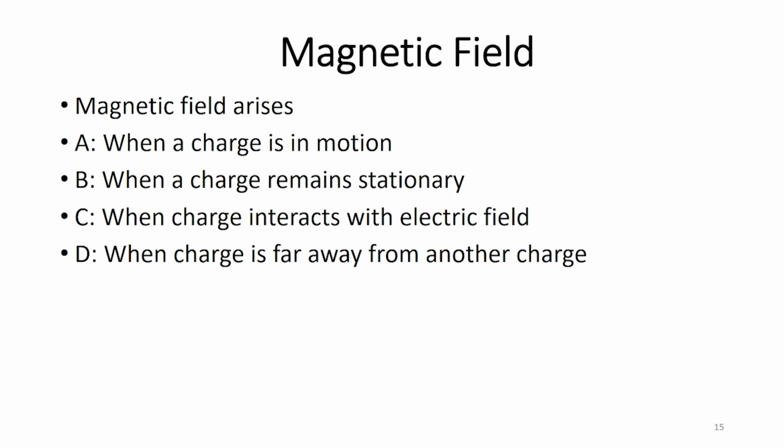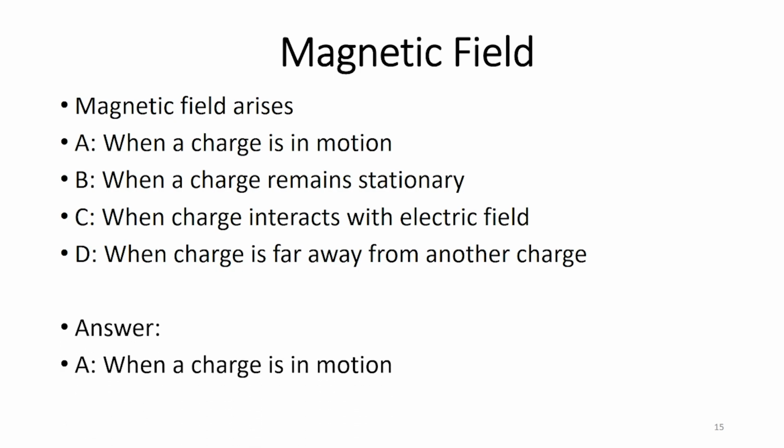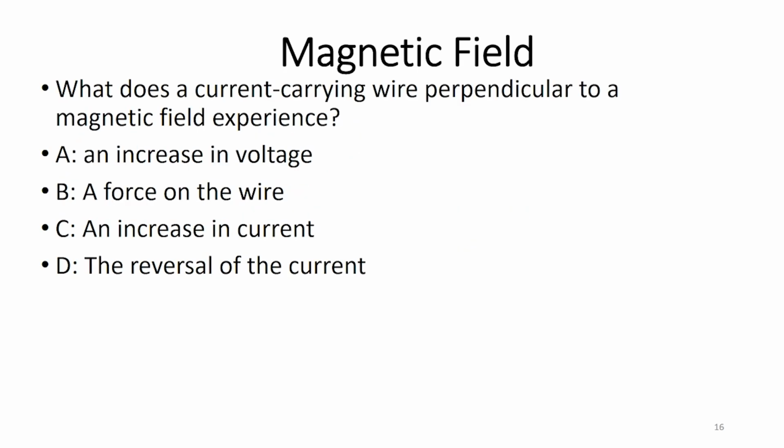Magnetic field arises when a charge is in motion, when a charge remains stationary, when charge interacts with electric field, or when charge is far away from another charge? The answer is when a charge is in motion. What does a current carrying wire perpendicular to a magnetic field experience? An increase in voltage, a force on the wire, an increase in current, or the reversal of the current? The answer is a force on the wire.